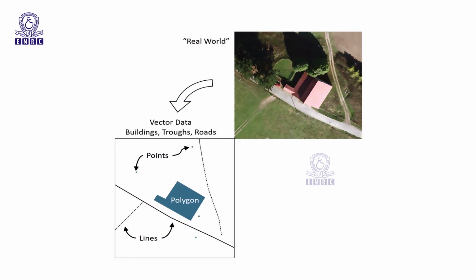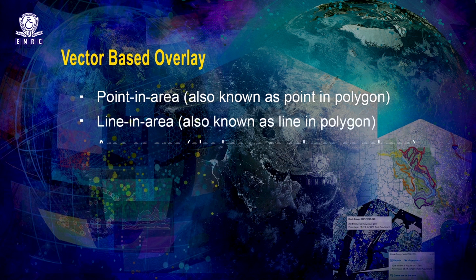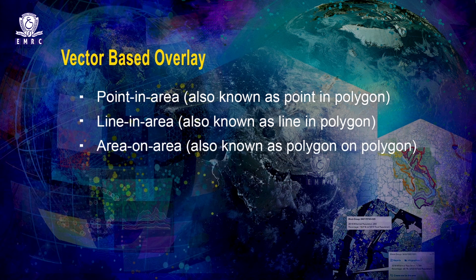In this data model, operations rely on the geometry and topology of the surface. Vector based overlay is time consuming, complex and computationally expensive. There are 4 overlay operations in common use. Point in area, also known as point in polygon. Line in area, also known as line in polygon. Area on area, also known as polygon on polygon.